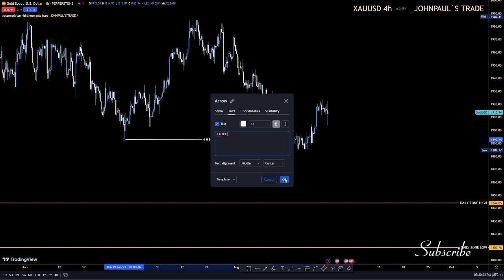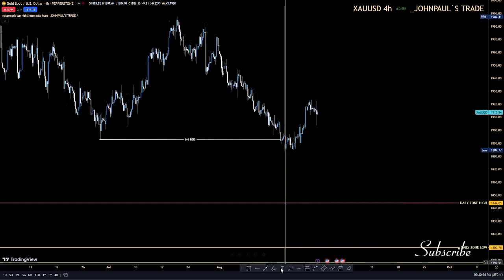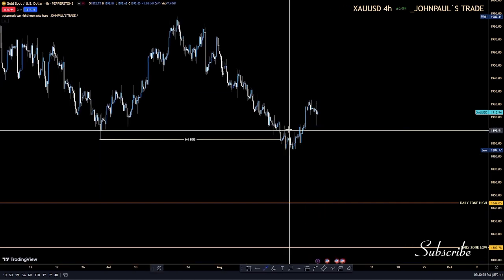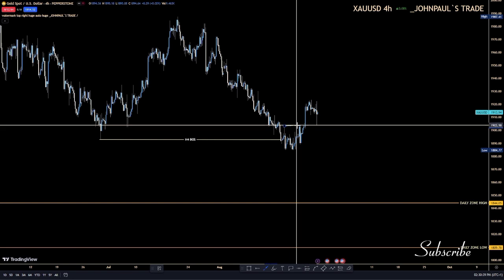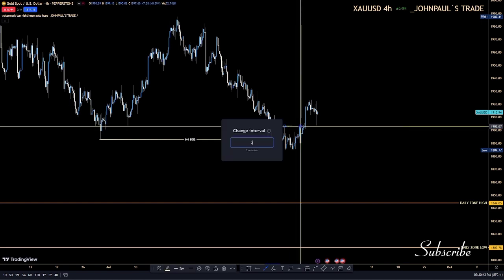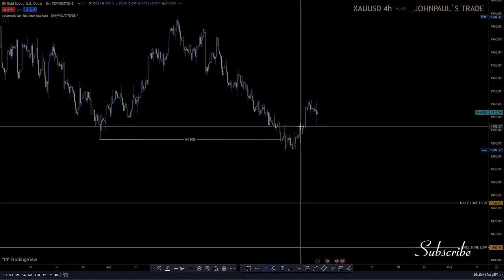Whenever the market takes it out, the next supply or demand it meets will be the point of interest, and from there it will drop all the way until it makes a new low if it is on a downtrend, or it will rise all the way until it makes a new high if it is on an uptrend. Okay guys, so here you mark your IDM.